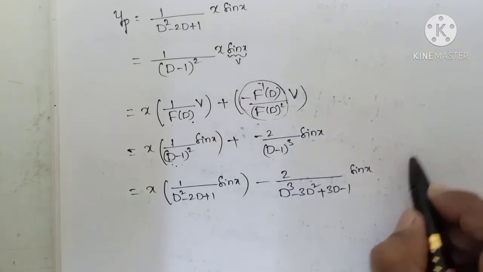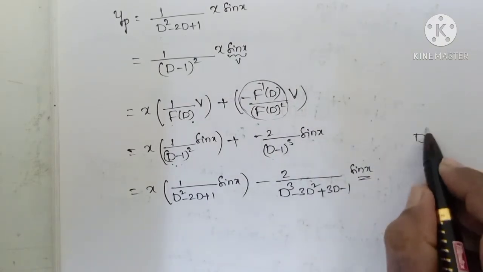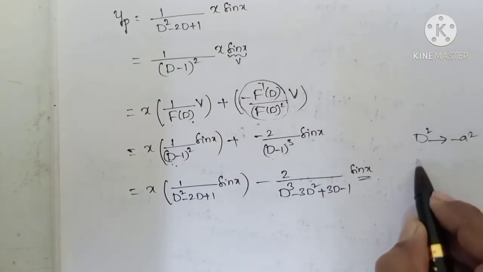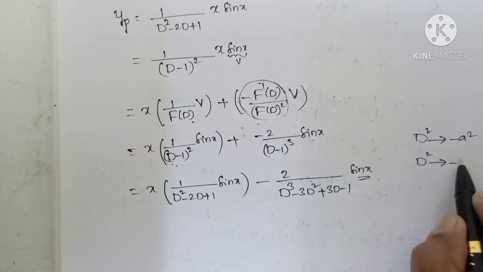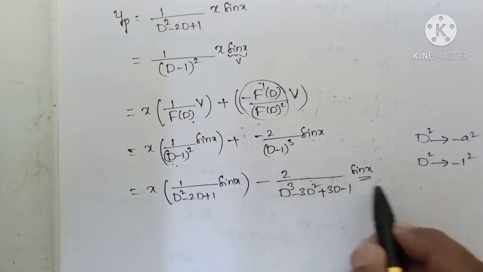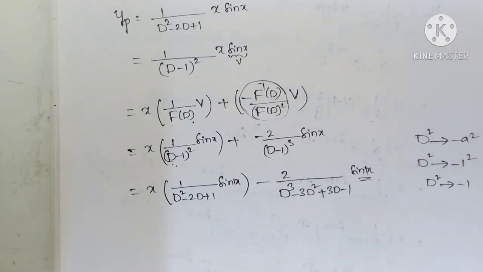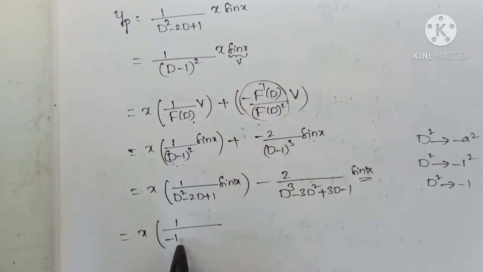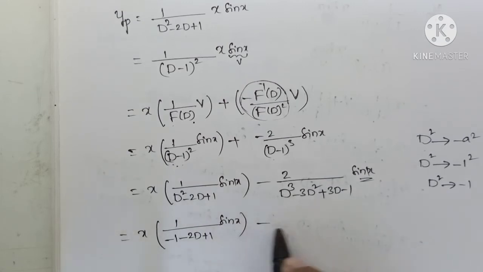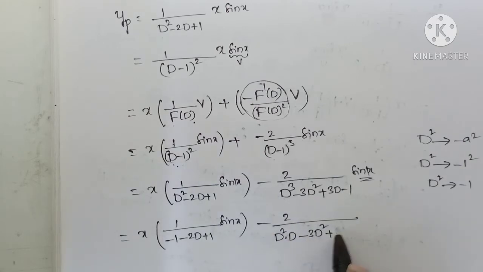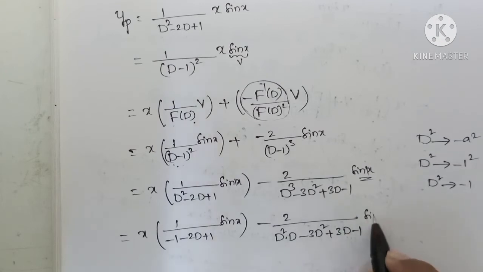According to the procedure, in case of sin x, we have to replace D square by minus a square. D square is replaced by minus 1 square. a is 1 in both the cases. So D square is replaced by minus 1. x into 1 by minus 1 minus 2D plus 1 into sin x. Minus 2 by, we write this D cube as D square into D, minus 3D square plus 3D minus 1 into sin x.